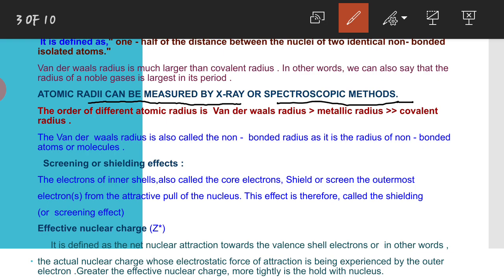Next, effective nuclear charge. Effective nuclear charge is represented by Z star. It is defined as the net nuclear attraction towards the valence shell electrons, or in other words, the actual nuclear charge whose electrostatic force of attraction is being experienced by the outer electron. Greater the effective nuclear charge, more tightly is the hold of the nucleus.